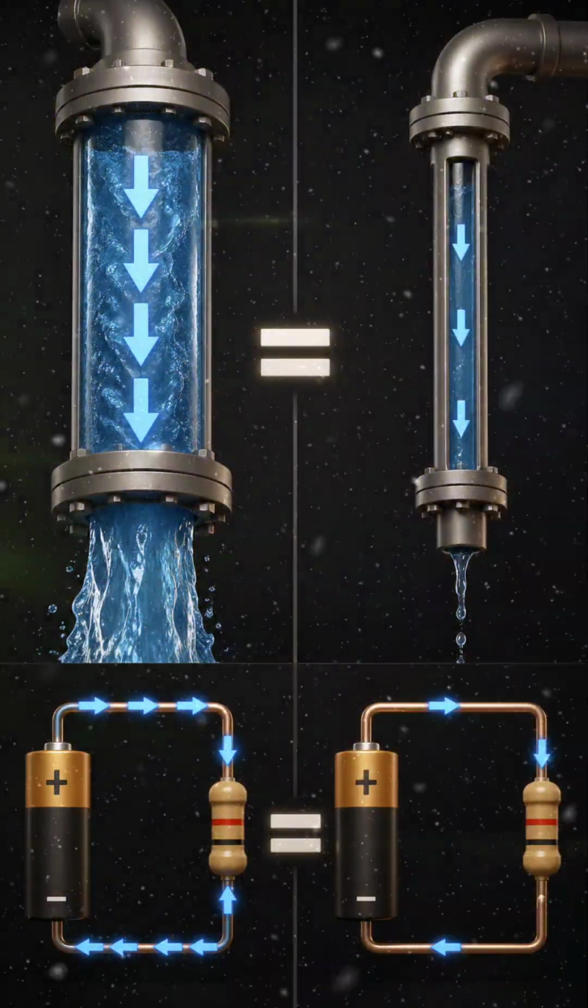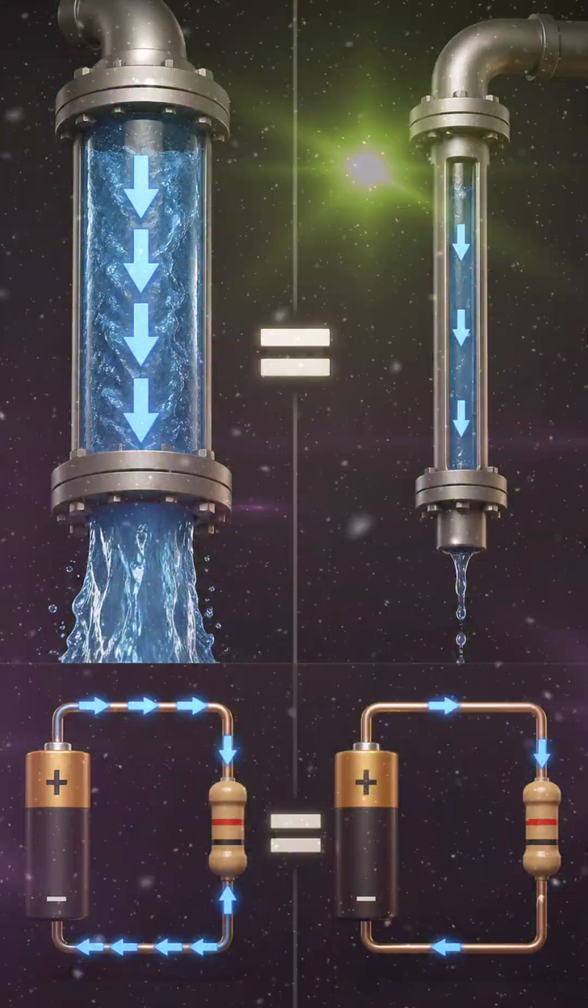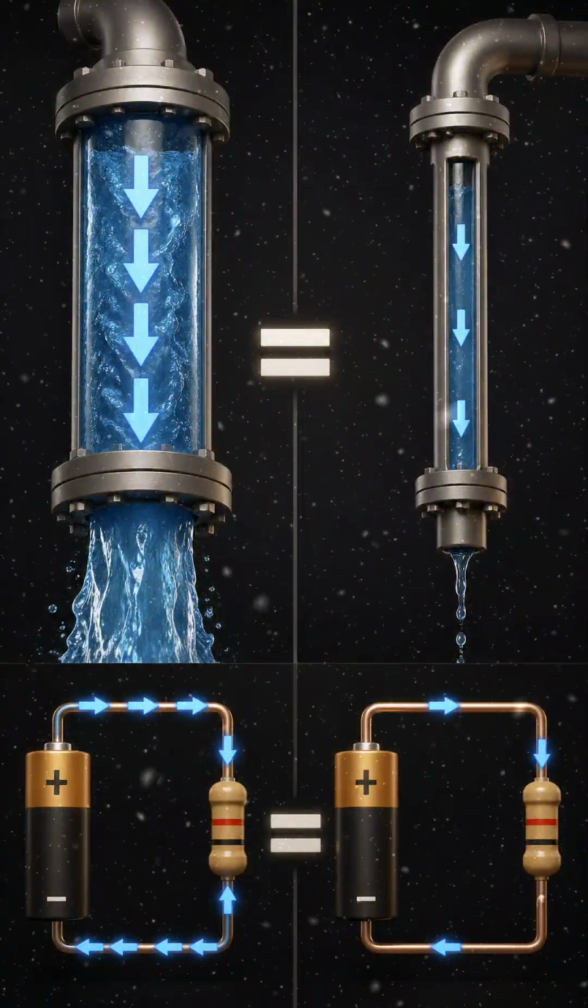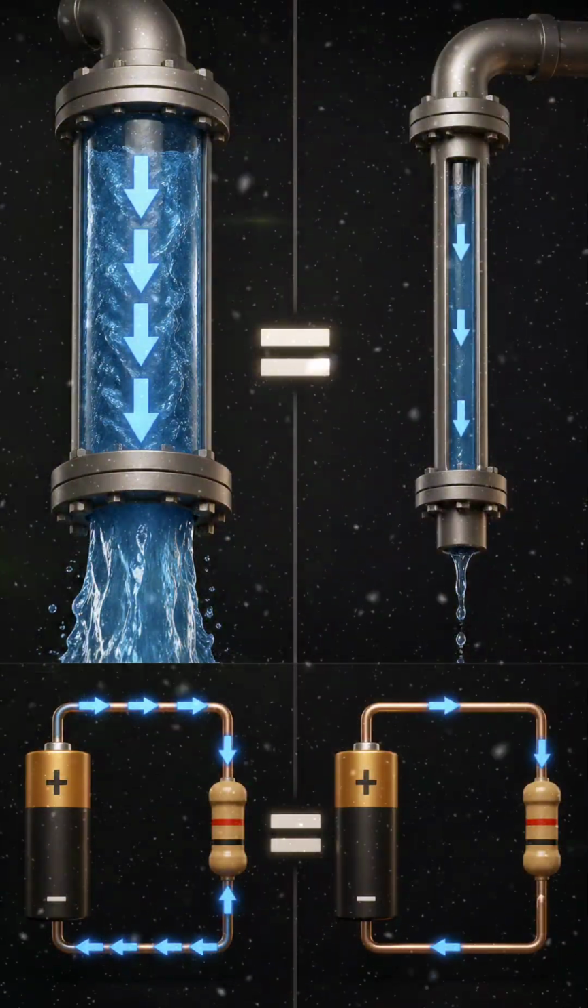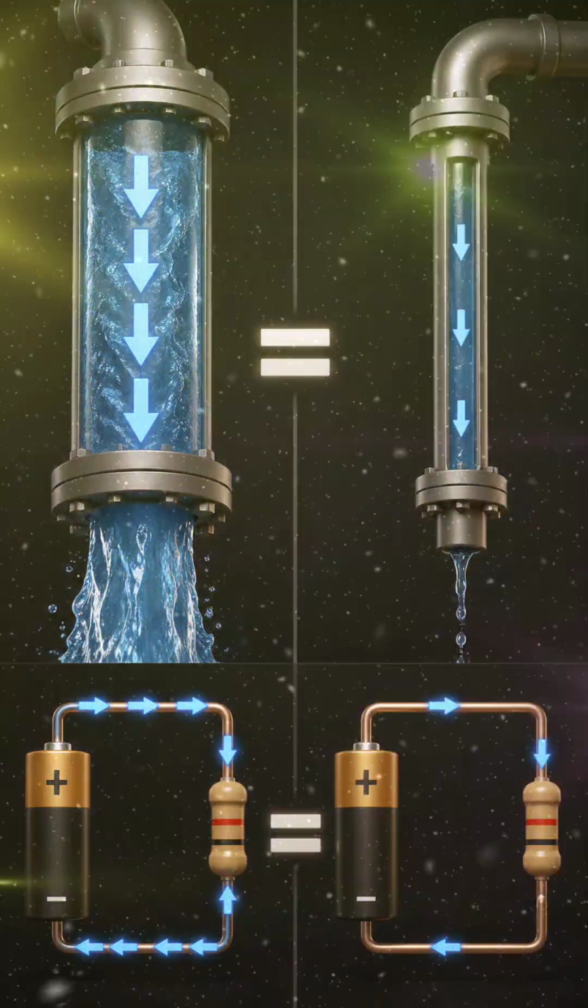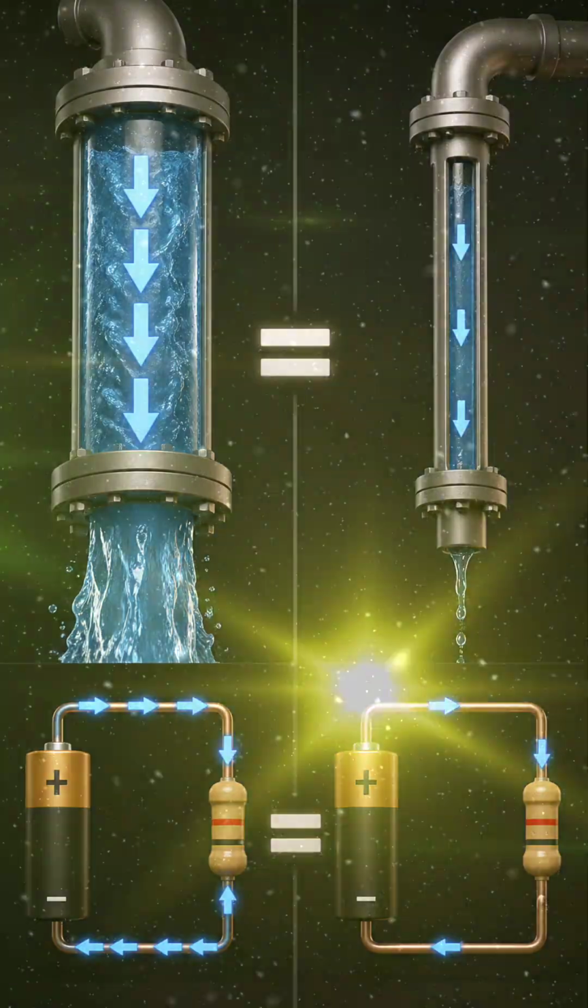Think of electricity like water flowing through a pipe. Voltage is the water pressure, pushes the electricity forward. Current is how much water is flowing. Resistance is how narrow the pipe is. It slows the flow down.